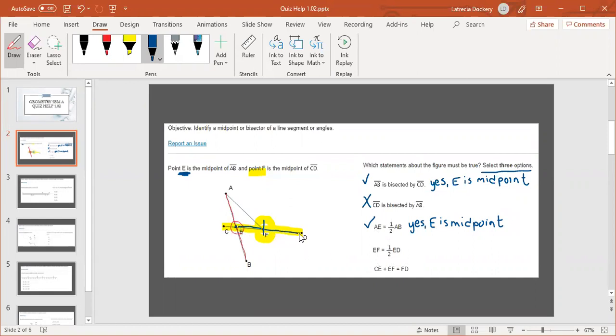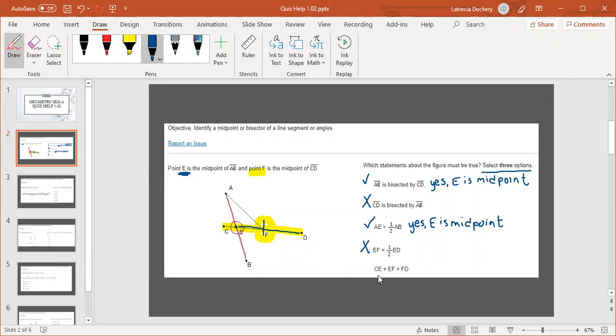All right, half of ED. So here's ED. Now stop and think. F is the midpoint of CD. So it stands to reason that these two parts would not be equal, would they? EF and FD, because CF and FD would be equal. So that one is a no.